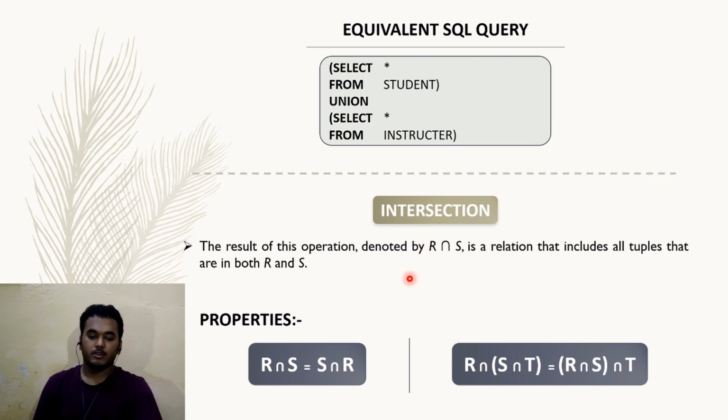The next topic is intersection. It is denoted by R intersection S, and the result of this operation is a relation that includes all the tuples that are common in both the relations R and S. As usual, the intersection is also commutative and associative.